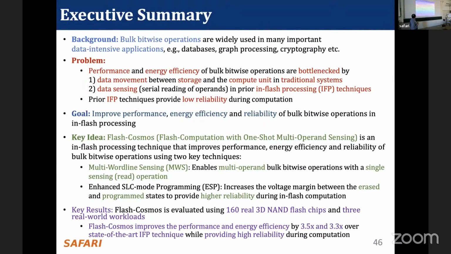And as a key result, we evaluated Flash Cosmos using 160 real 3D NAND flash chips, and it works perfectly, with high reliability and good performance for all of them. We also observed that Flash Cosmos improved the performance and energy efficiency by 3.5 times and 3.3 times over state-of-the-art in-flash processing techniques.